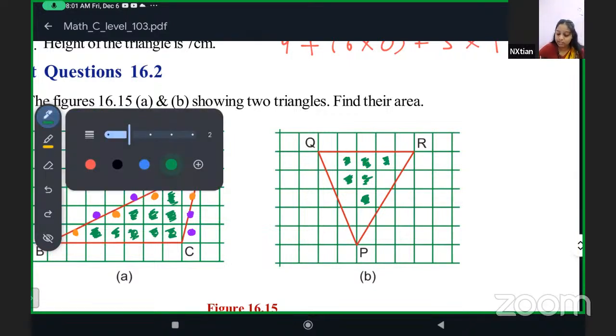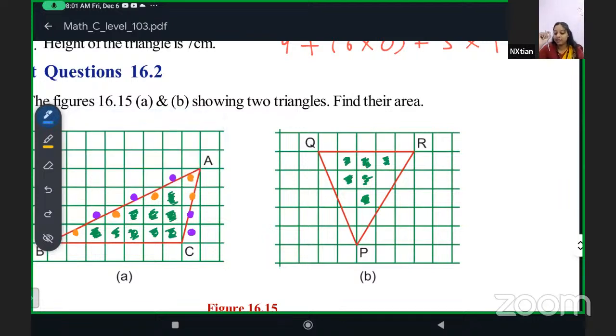Now let's see which of those are there which have a very small part inside the triangle, less than half. This one, less than half we have. This one also, less than half. Then this one also. And this one also, less than half. Then one also, less than half. This one only, also less than half.